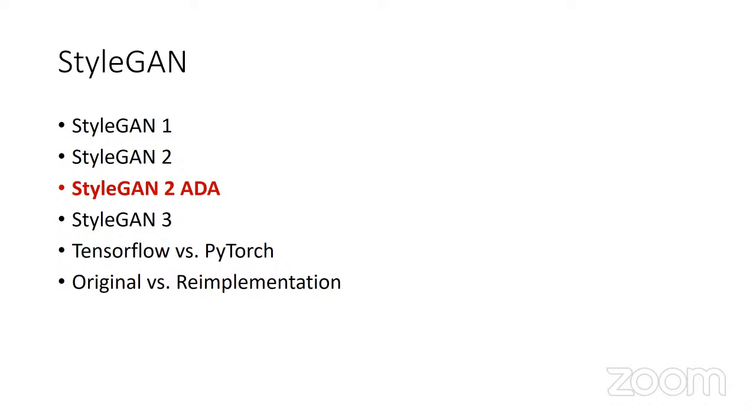And still, there's a choice of which implementation to use. So there's TensorFlow versus PyTorch, or original versus some re-implementation. So there are going to be a lot of details to consider there. However, many people would now pick StyleGAN 2 or StyleGAN 2 Ada. And so most of the editing results that were published are built on StyleGAN 2 or StyleGAN 2 Ada.